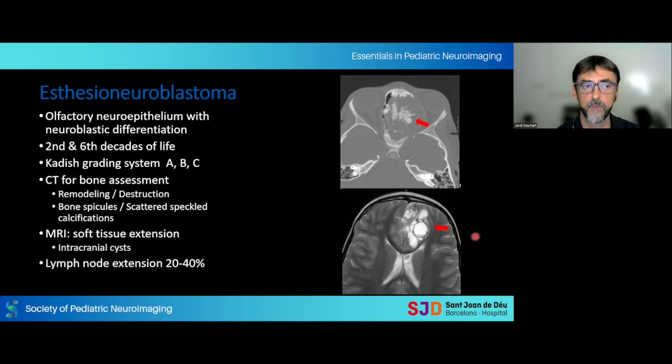We will use CT for bone assessment. We will focus on remodeling, destruction, bone spicules, and scattered speckled calcifications, and we use MRI for soft tissue extension and the cysts I already showed you. And remember that lymph node extension is quite common in this disease.